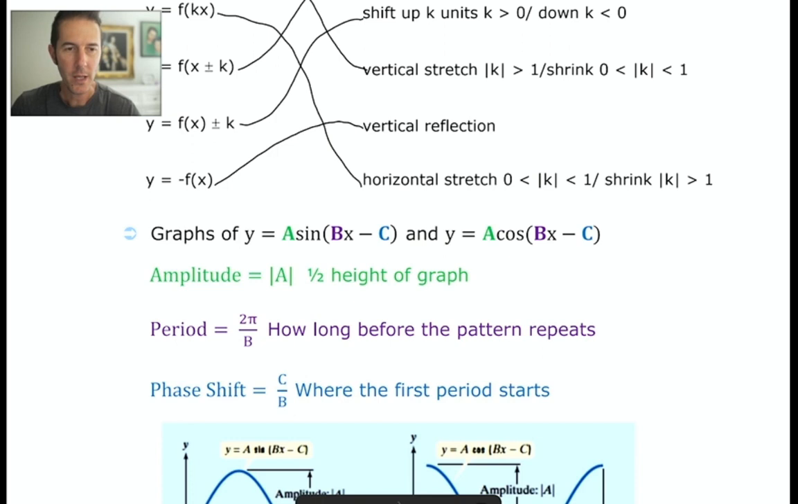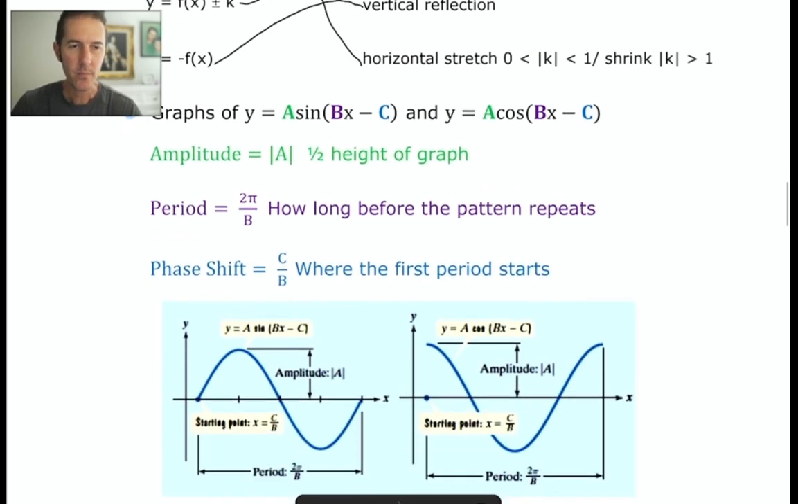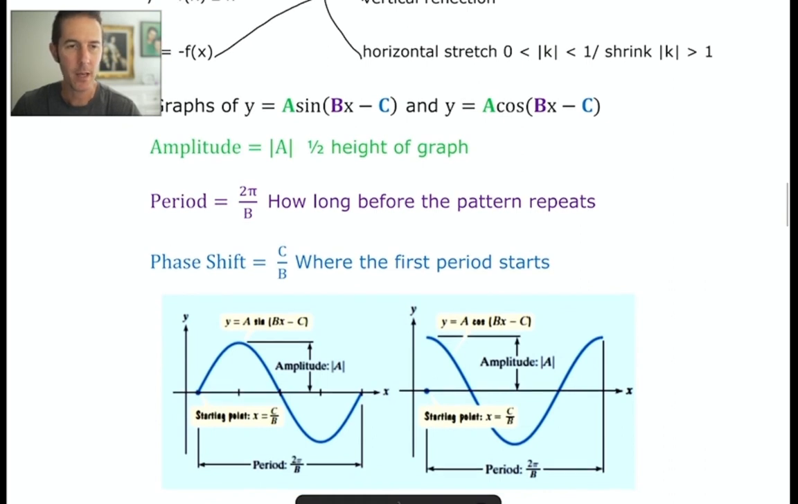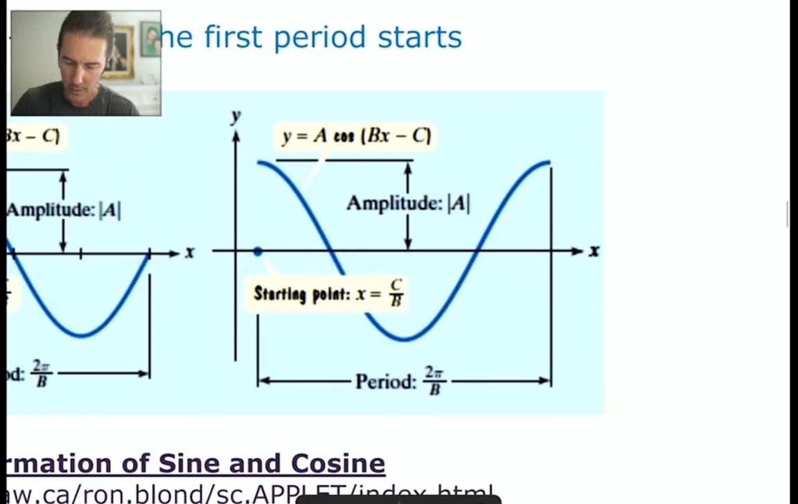So what do a, b, and c do to impact the graph? The a value is going to impact the amplitude, which is another word for either vertical stretch or shrink. And the amplitude specifically is a value that is equal to half the height of the graph. So if you look down at this example, the total height of the graph is here, right, like this, but half of that distance is what we're calling the amplitude.